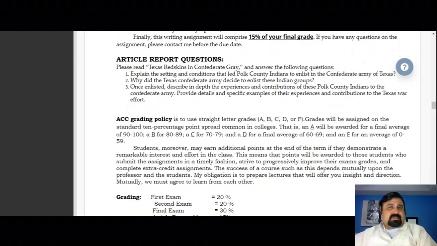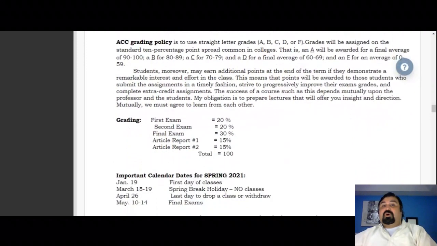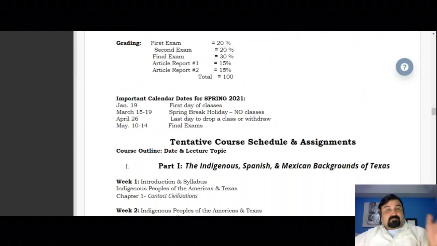Those are the only 2 assignments. All the instructions are in the syllabus; you just looked at that. The questions, the format, and how to carry it out are there. Or you can go to Blackboard under course assignments, where you'll see 2 folders, article report number 1 and article report number 2, and you'll see the instructions. The article is even there. You don't need to search for it anywhere.